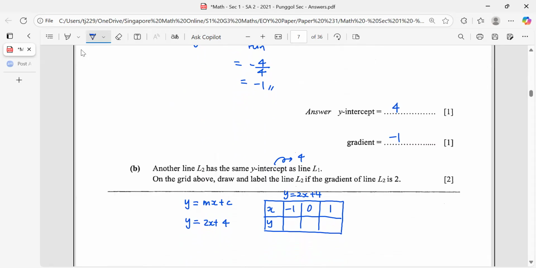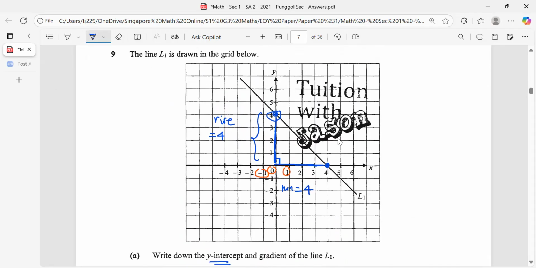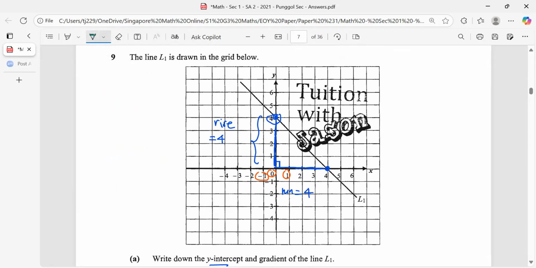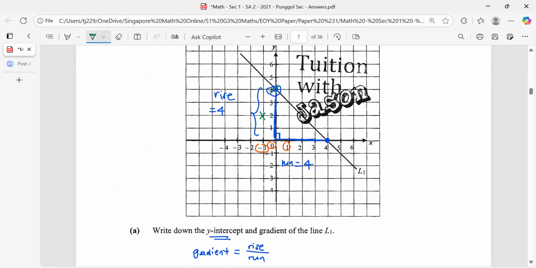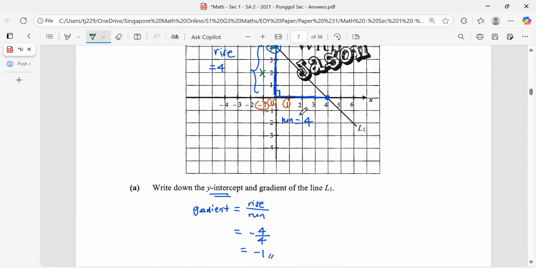And then I'm going to substitute these values into the equation and work it out through the calculator. Okay, -1, 2. Let's find it. Let me use another color. -1, 2. So this is the point. 0, 4. So this is the point as well. And 1, 6.